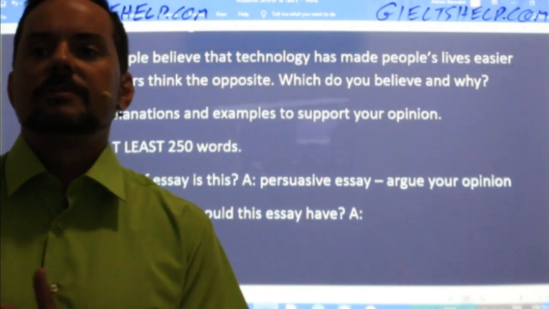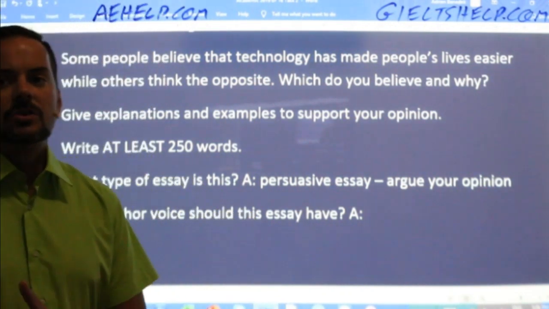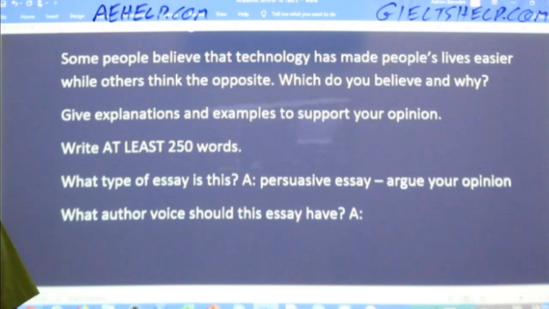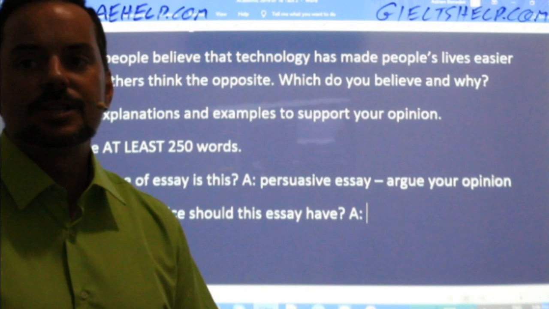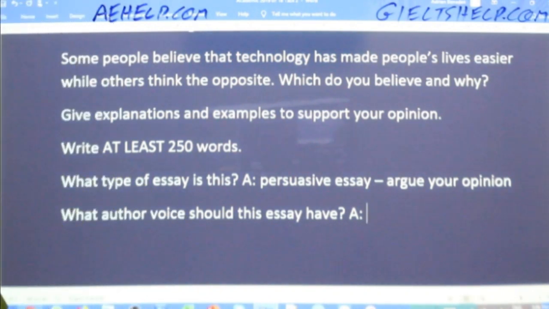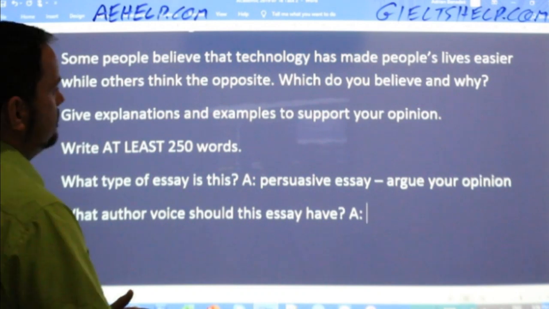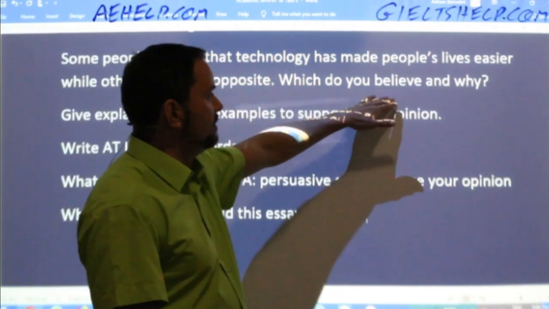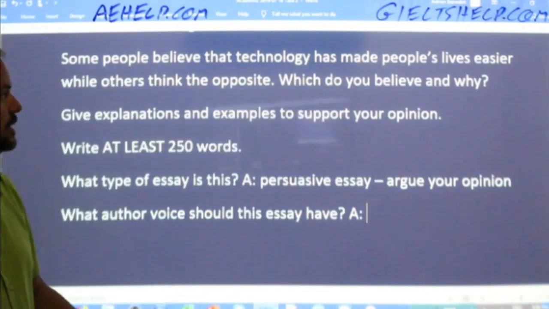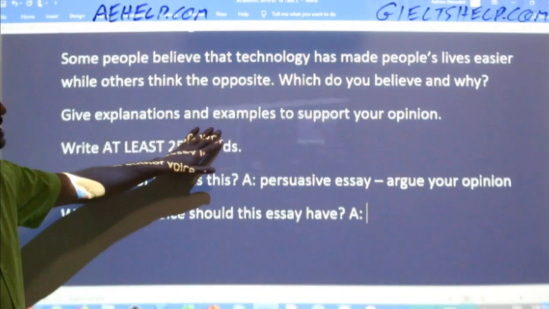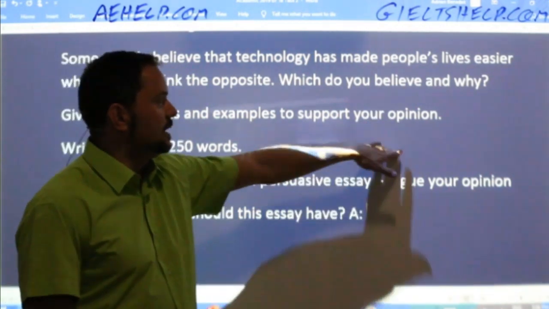And what type of a voice? So Hung says it should be first person. Satisfying Times says third person. I agree with Satisfying Times. I think this is more of a third person essay. But, you know, it does say which do you believe and why. So, yeah, that makes it a first-person essay, arguably. So, give examples and explanations to support your opinion.